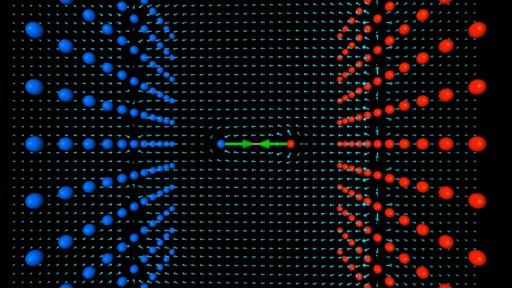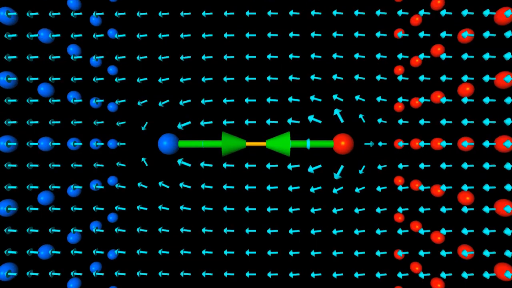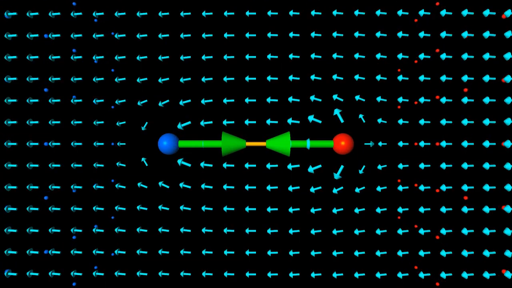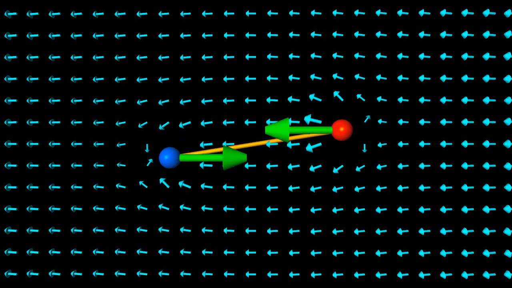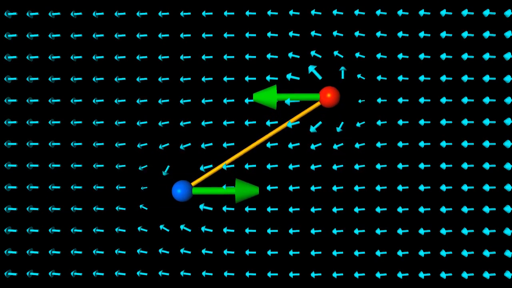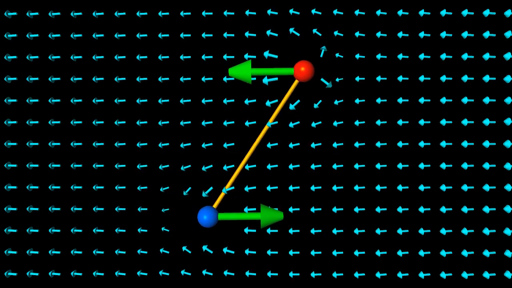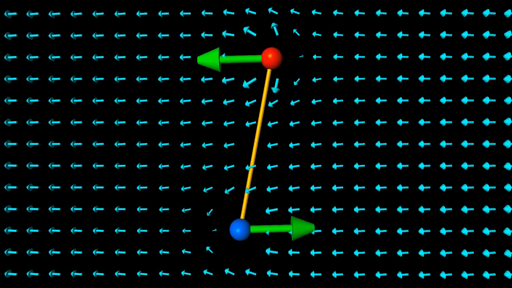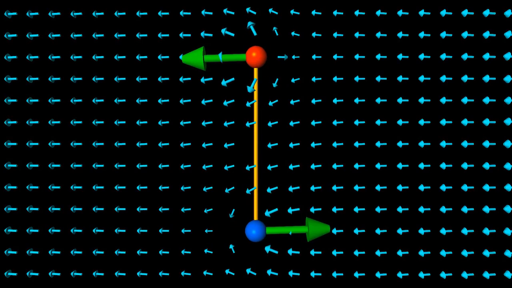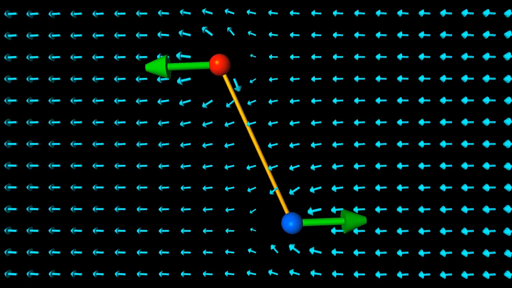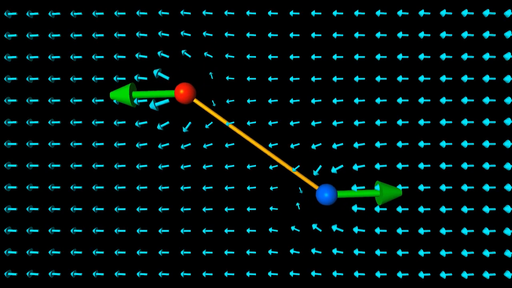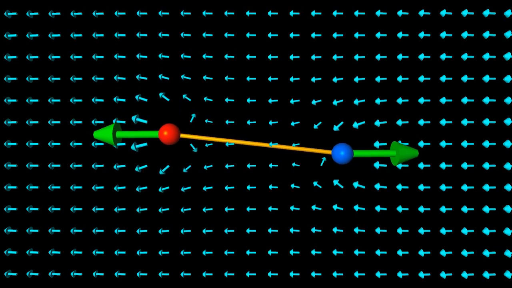An object with an electric dipole moment is subject to a torque when placed in an external electric field. The dipole is rotating in such a way that the displacement vector is pointing into the direction of the electric field vectors. The torque is at its maximum if the axis of the dipole is perpendicular to the direction of the electric field, and it becomes zero if the axis is parallel to those vectors.